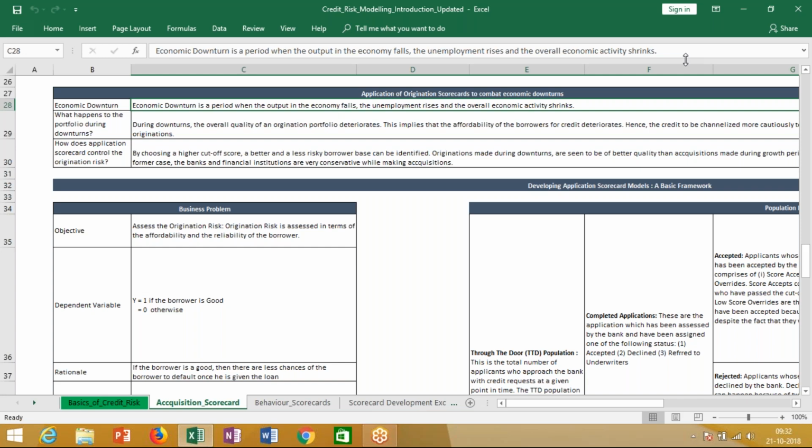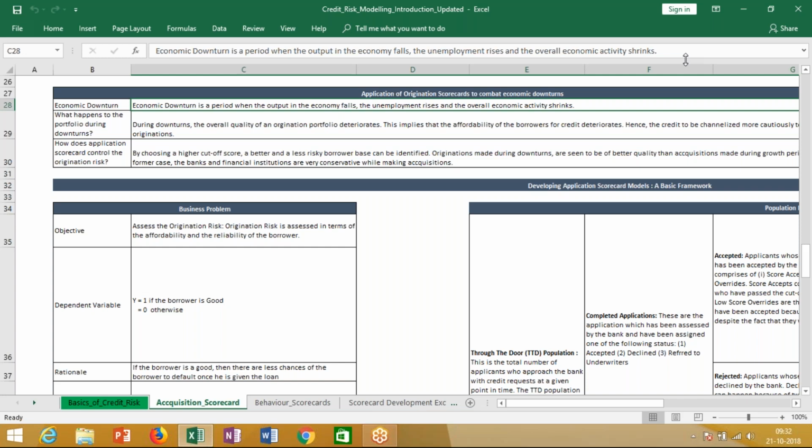Therefore, the application scorecard would help us in detoxifying the portfolio. Why? Because a very simple way to handle a downturn is to increase my cutoff application score. When I increase my cutoff application score, the application scorecard controls the origination risk. So how does the application scorecard control the origination risk? By choosing a higher cutoff score, a better and less risky borrower can be identified.